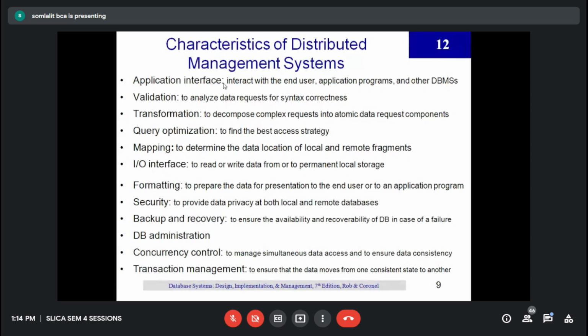Security, what kind of security will you need? Tell me, does DBMS software provide security or not? Yes or no, tell me. Quickly tell me.